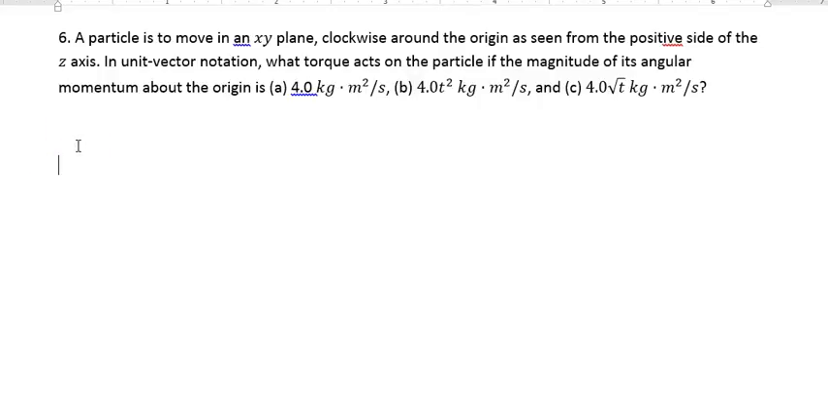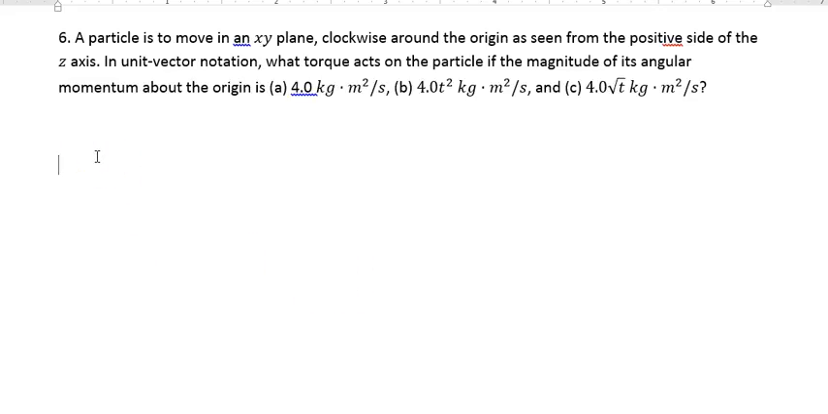Okay, so here in problem 6 of exam 4, we have the angular momentum in 3 different situations. And it's asked for, in unit vector notation, what is the torque, and we're told this is a particle moving from around the origin in a clockwise rotation.